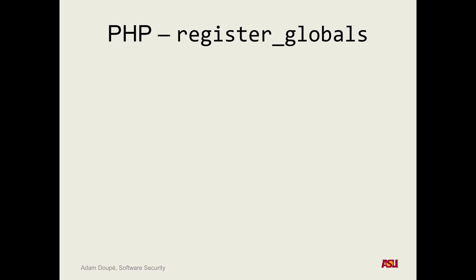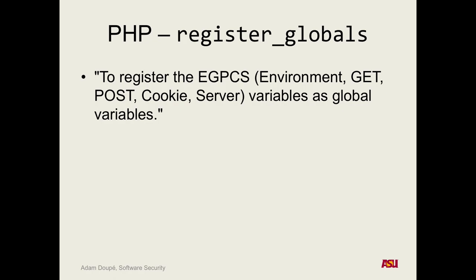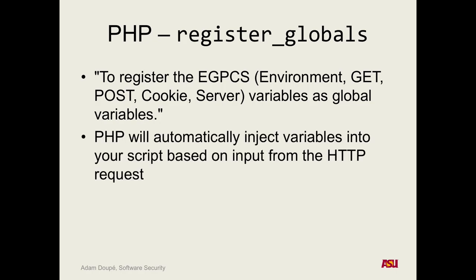Another language feature that PHP had was a functionality called register globals. The idea was, hey, we'll register all environment, GET parameters, POST parameters, cookie values, and server variables as global variables. So essentially what PHP would do is automatically inject variable names into your script based on the input from the HTTP request. It would look at all of the key-value pairs of the parameters in the HTTP request, and it would create a variable with the name of the parameter and set its value equal to the value.